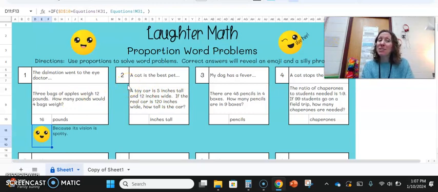All right, so the Dalmatian went to the eye doctor because its vision was spotty. Silly.